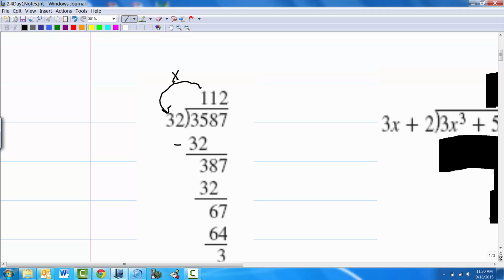Because how many times does 32 go into 38? Once. Multiply, put it down here, but then what? Everyone say it. Subtract. Did you hear that, YouTube? 3 students. Must be a small class. All right, 38 minus 32 is 6, then you bring down the 7. And then 2 times 32 is 64. What do you do? Say it. Subtract.